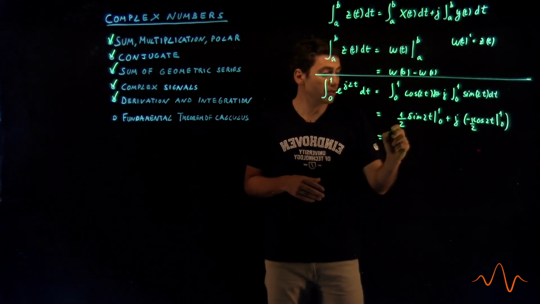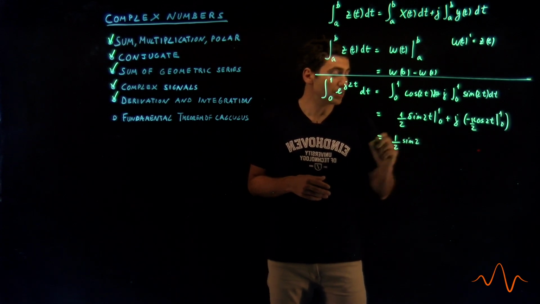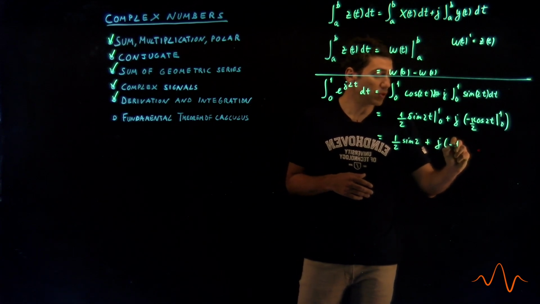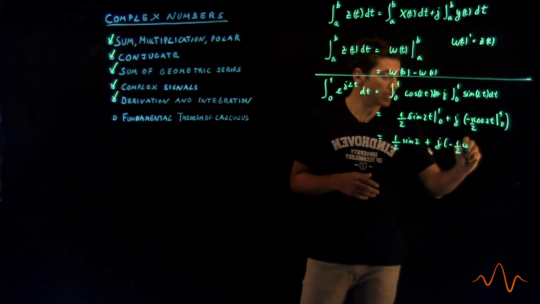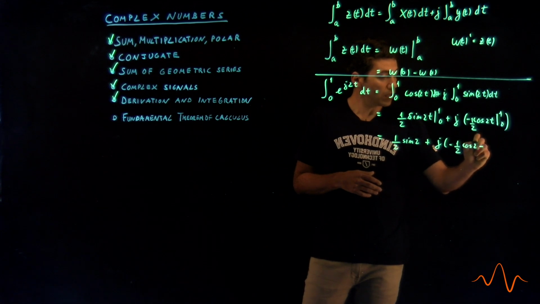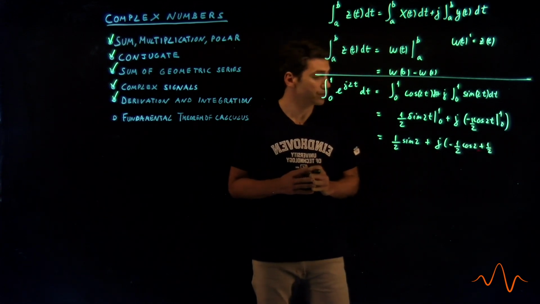And if we do that, we get 1 over 2 sine of 2 minus 0, plus j times minus 1 over 2 cosine of 2, plus 1 over 2 times 1.